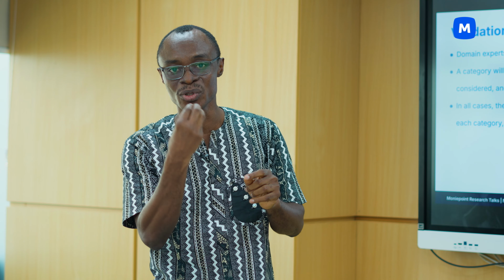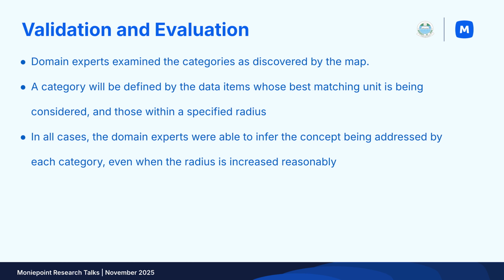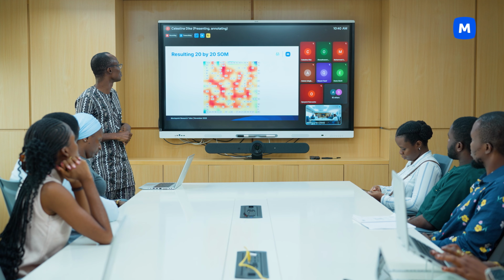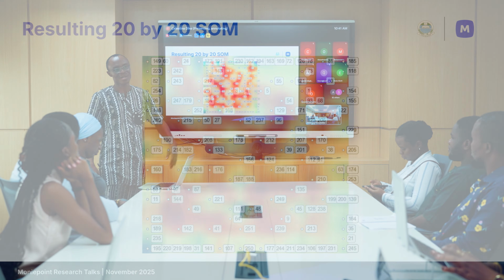These data sets that fall to these nodes are all related to one another, right? So basically, that's what that is. In all cases, the domain experts were able to infer that the concept being addressed by each of those categories, even when you increase that radius slightly, makes sense, that they're actually valid categories. Okay, so this is just a pictorial view of the map.